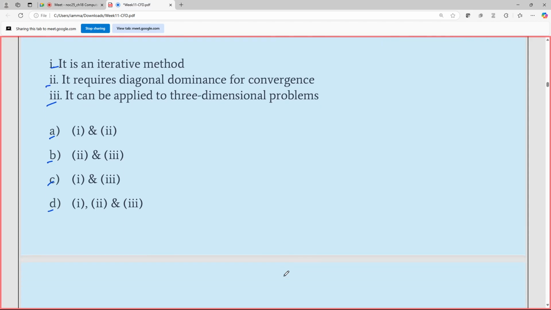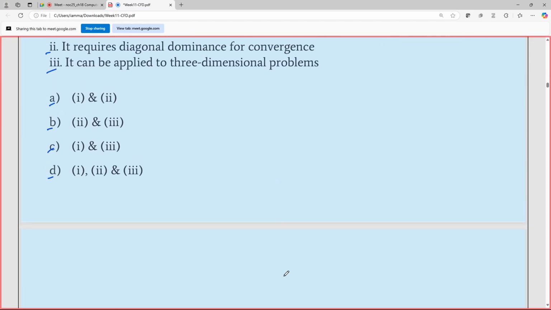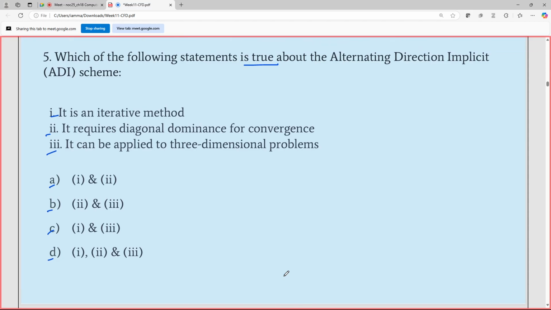Our answer is option C, that is first and third statement. It can be considered as an iterative method, and also it can be applied to three-dimensional problems. While the diagonal dominance is desirable, it is not an absolute necessity for ADI scheme. So statements 1 and 3 are true. So option C is right.